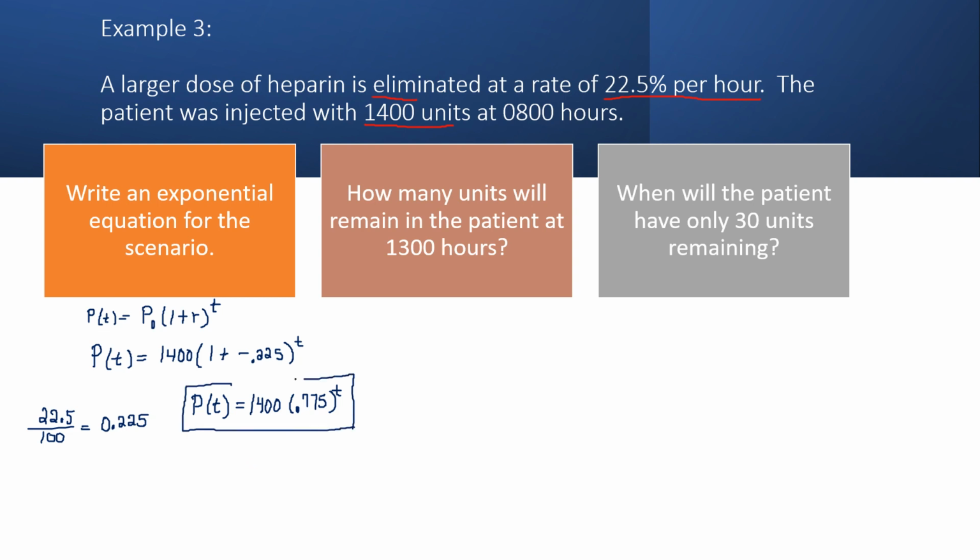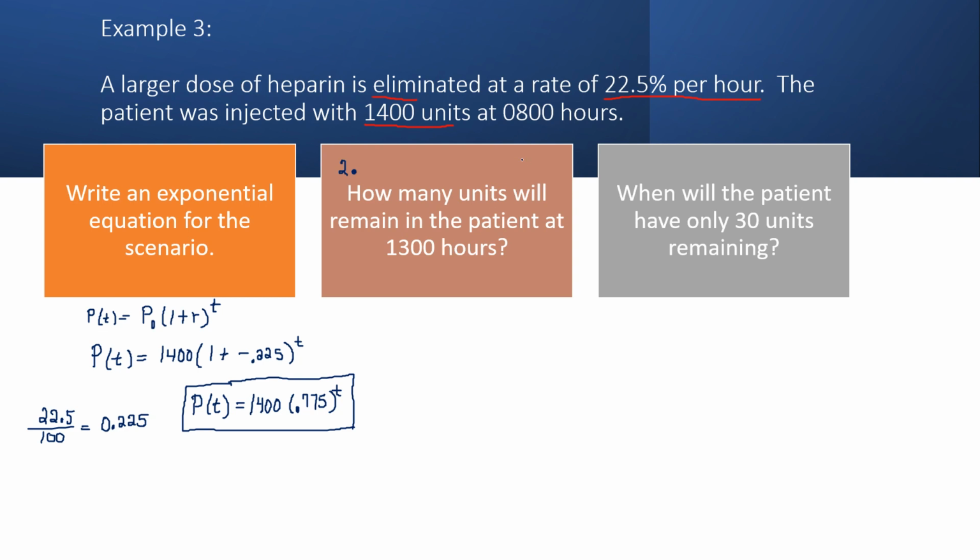We still have two variables in that formula. So P of T, it will calculate the population of heparin for us. And we still have T, and then we can check different times as we want the amount of heparin. So we move on to question 2 here in the beige box. And in this one, it asks us how many units will remain in the patient at 1,300 hours.